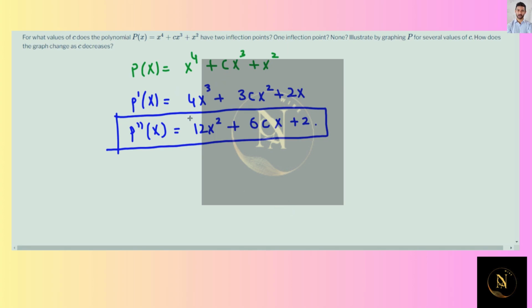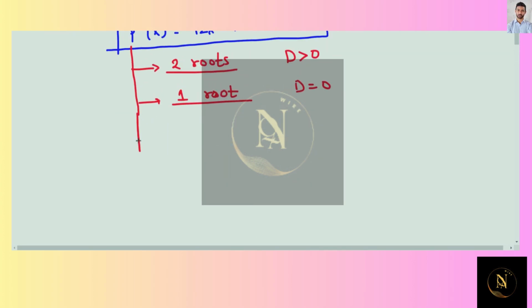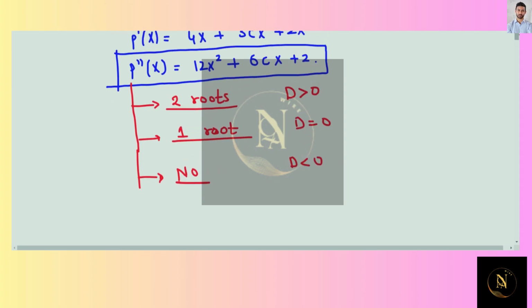Inflection points are nothing but the roots of the equation, and two inflection points means we have two roots of this equation. Two roots are possible for a quadratic equation only when the discriminant is positive. One root of the quadratic equation, that is one inflection point, is possible only when the discriminant is zero, and no inflection point is possible only when the discriminant is negative. So in short, we need to find the discriminant and find these conditions. So let's find the discriminant first.